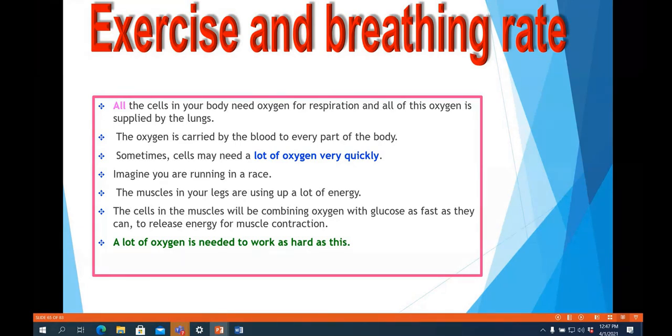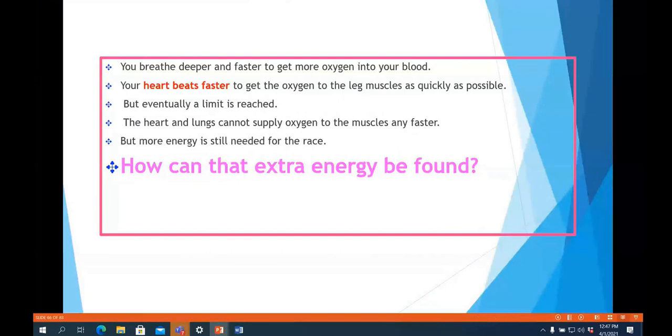If the cells are not supplied with an immediate supply of oxygen, though we are breathing very fast and our lungs are pumping faster, the amount of oxygen we are breathing is still not enough, because our muscles are working really hard during this time. You breathe deeper and faster to get more oxygen into your blood. Your heart beats faster to get the oxygen to the leg muscles as quickly as possible. But eventually a limit is reached. You cannot supply your leg muscles with oxygen even after breathing so much faster. The heart and the lungs cannot supply the muscles any faster, but more energy is still needed for the race. So how can that energy be found?